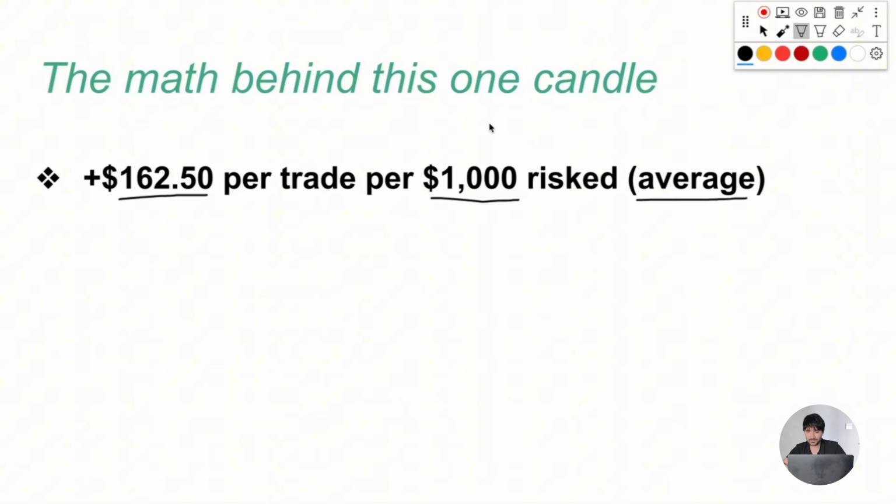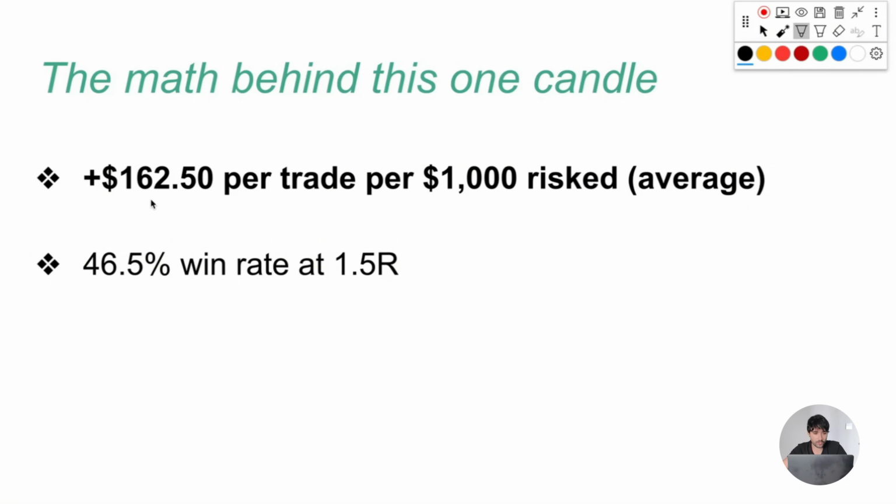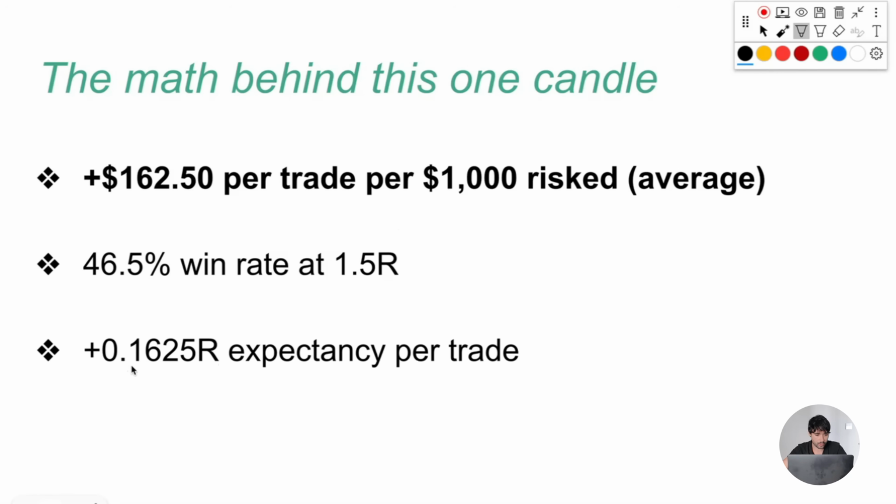And if you ask me, that's not too bad for just showing up for 5 minutes a day and clicking a few buttons. But in total, this system has about a 46.5% win rate at 1.5R, which totals to about a 0.16R expectancy per trade, which again correlates to this profit factor here.